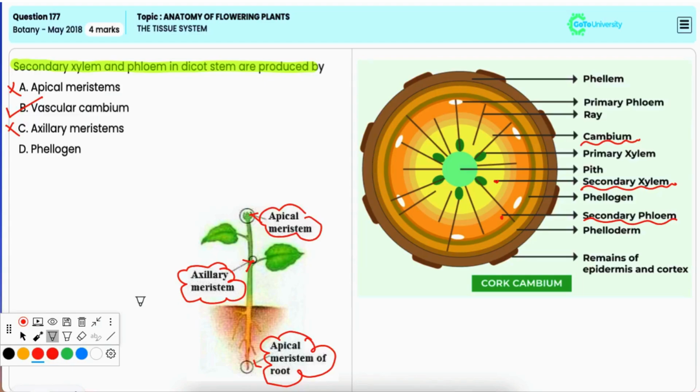Option D, phloem. It is also incorrect. Phloem, also known as cork cambium, is another type of lateral meristem, but it produces periderm, that is cork and phelloderm for protection, but not secondary xylem and phloem.